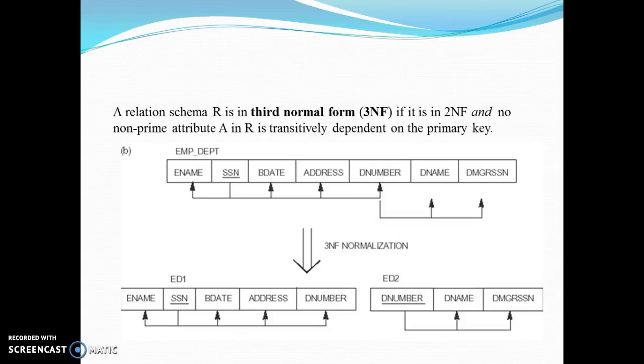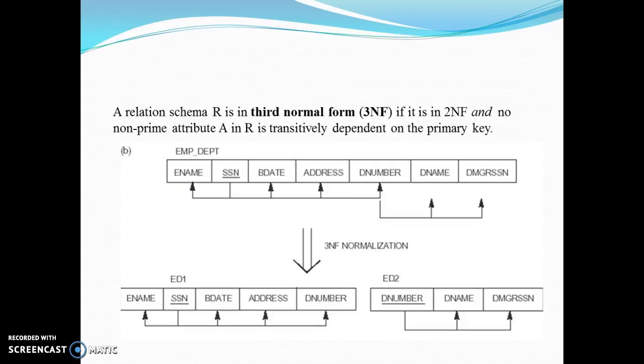In ED1, ename, SSN, bdate, address, D number are out there. Here ename, bdate, address and D number are fully dependent on SSN. And in functional dependency 2, the DNAME and DMGR SSN are fully dependent on D number.